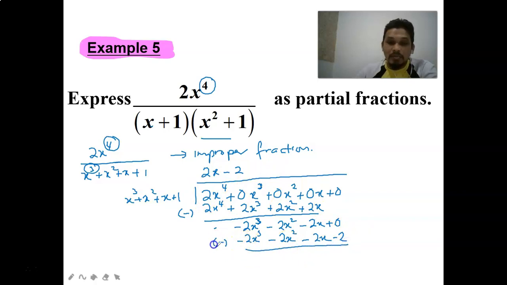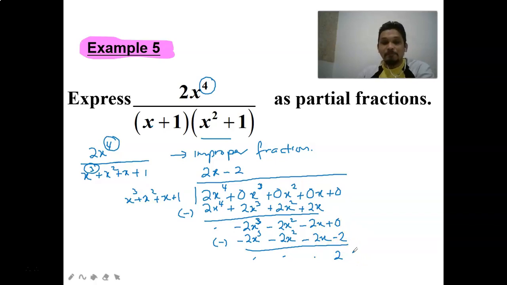Okay, so again minus here equal to 0. Negative times negative become positive, so negative 2x squared plus 2x squared is 0. Negative 2x, negative becomes positive, so negative 2x plus 2x is 0. Negative times negative become positive, so 0 plus 2 equal to 2.